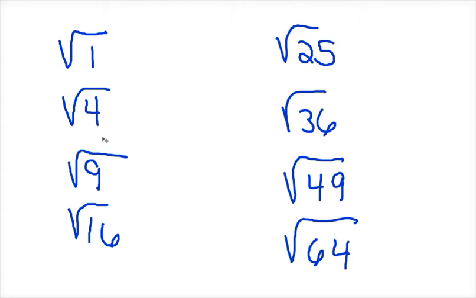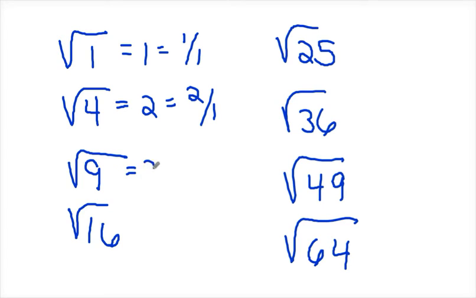Let's look at a few more square roots. I want you to notice that these are all perfect squares. The square root of 1 is 1, and it can be written as 1 over 1. The square root of 4 is 2, which can also be written as 2 over 1. Therefore, it is rational. The square root of 9 is 3, or 3 over 1. It is rational. The square root of 16 is 4, or 4 over 1. It is rational.